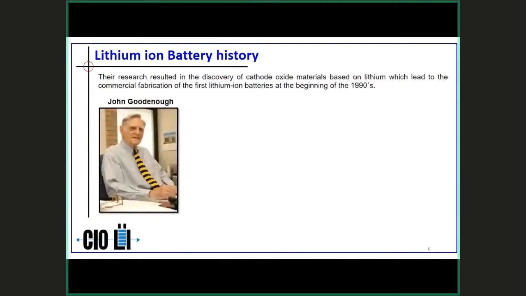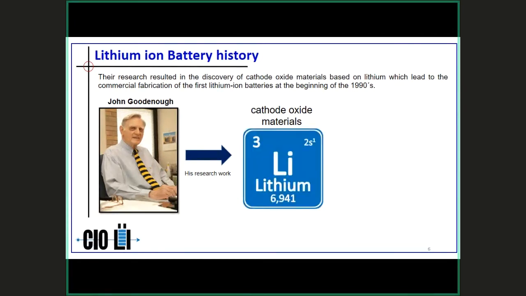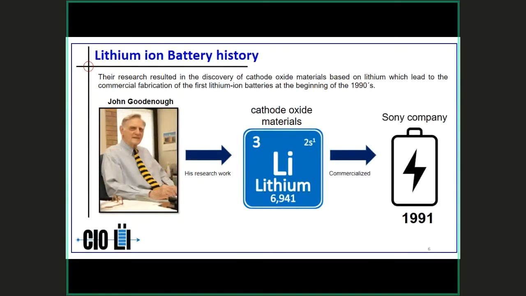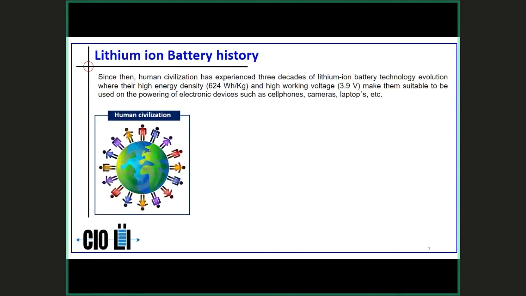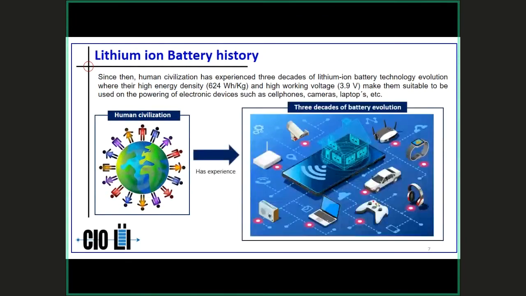Professor John Goodenough, one of his main discoveries is that he found the cathode oxide materials based on lithium. Thanks to this invention, companies such as Sony started to commercialize lithium ion batteries at the beginning of the 90s. Since then, human civilization has experienced in total up to now 3 decades of battery revolutions, where we have been using the batteries to energize the smaller electrical devices, and nowadays we are trying to energize automobiles.